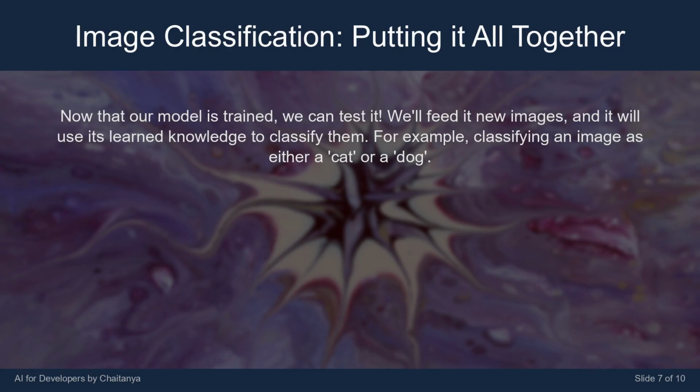Now that our model is trained, we can test it. We'll feed it new images, and it will use its learned knowledge to classify them. For example, classifying an image as either a cat or a dog.